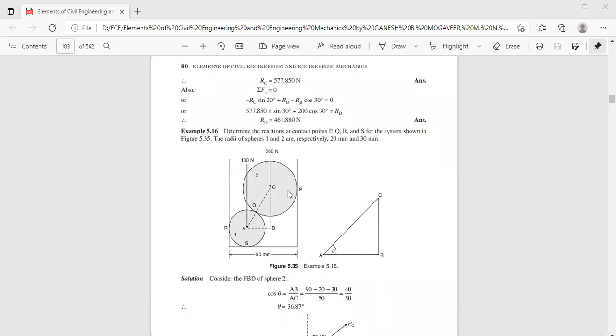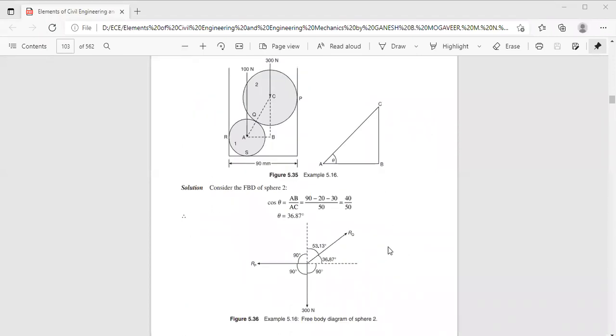Now if you consider sphere 2, you have a reaction RP acting like this, the weight of the sphere acting vertically downward, 300 Newton, and a reaction from sphere 1 to sphere 2, which you can call RQ. This angle you have already found, 36.86. So here you have only two unknowns. First we have to solve sphere 2 by using Lami's theorem. Once you get the value of RQ, you will be left with only RR and RS.